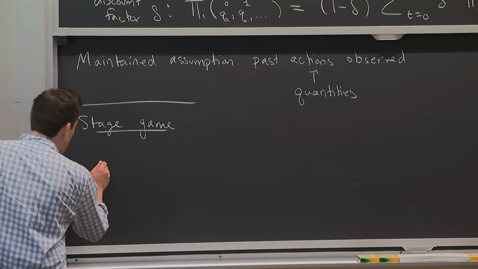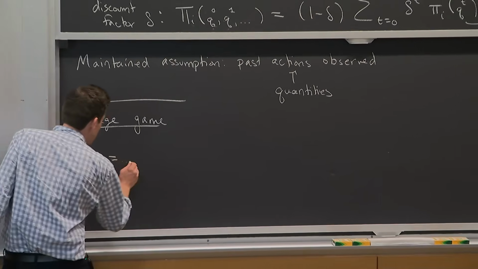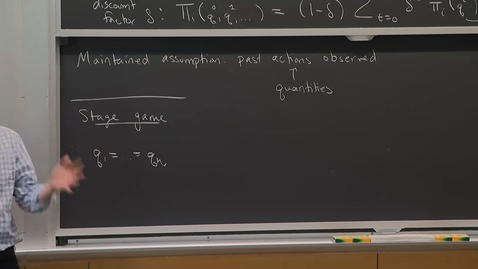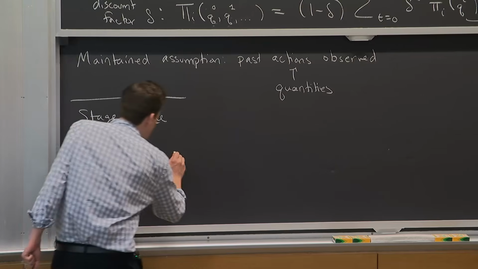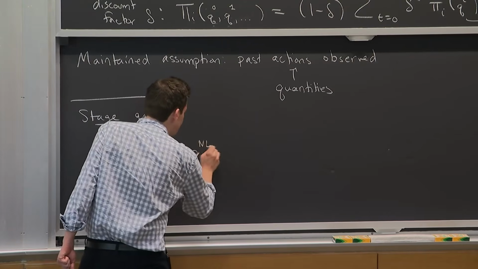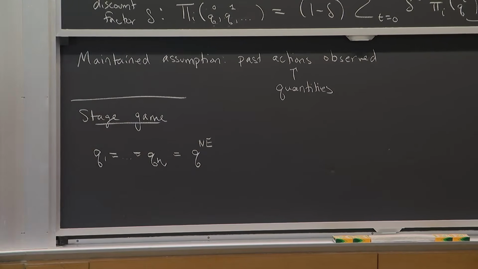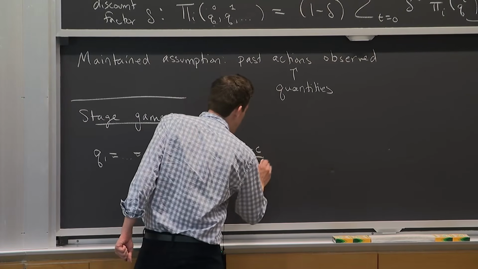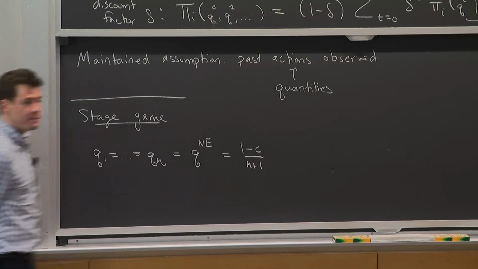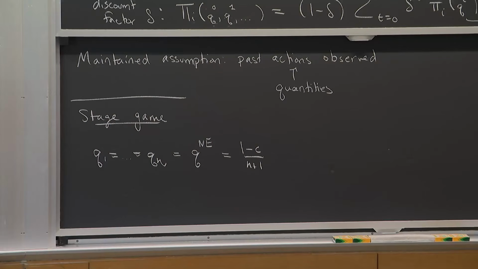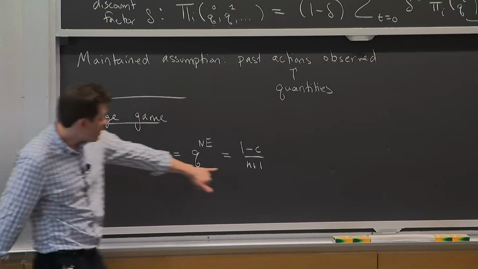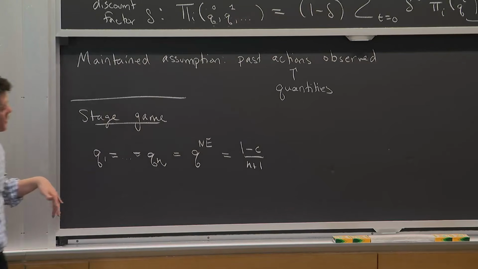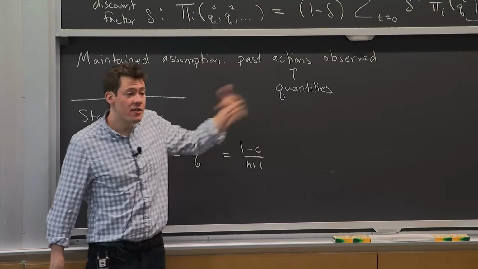The stage game Nash equilibrium, maybe I'll say, was Q1 equals Qn. Remember, now we're just thinking of the stage game, so let's just think about everyone choosing how much to produce. And everyone produced maybe what I'll call QNE. This is the Nash equilibrium quantity, so this is a number. And that number turned out to be (1 minus C) over (n plus 1). So it turned out that in equilibrium, the amount that everyone produced depends on how many firms there are. The more firms there are in the market, the less each firm produces. And the higher the cost C of production, the less each firm produces.